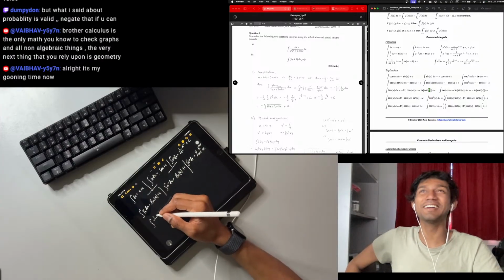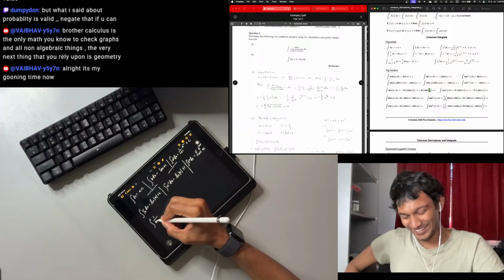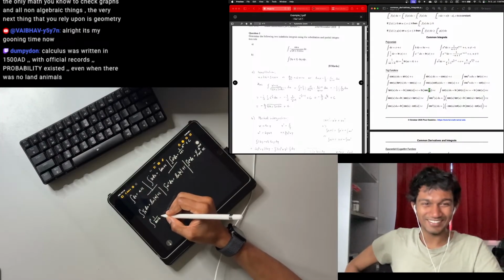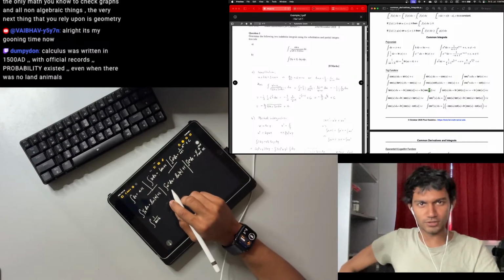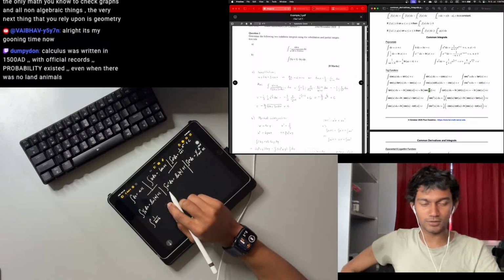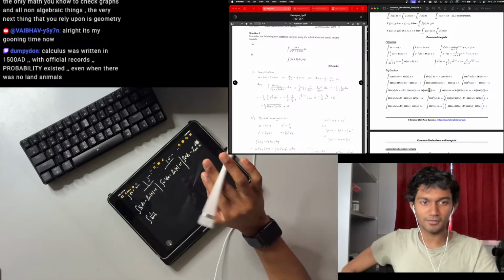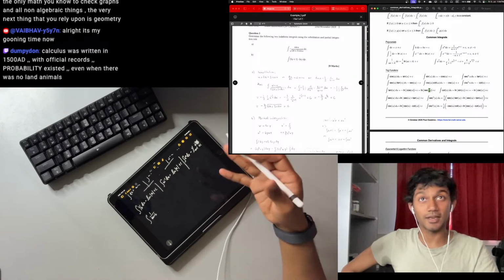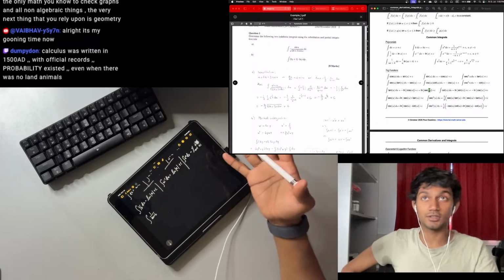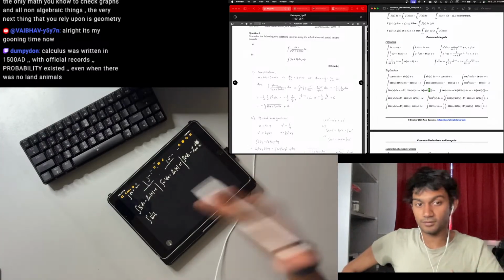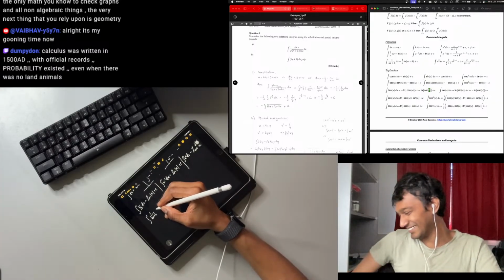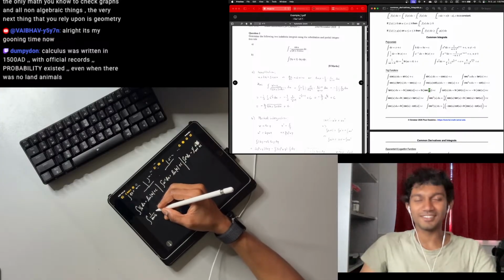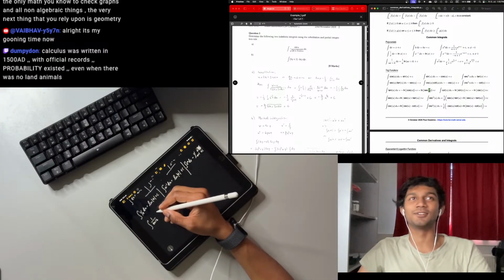It's my gooning time now. No, dump it on his back. Calculus was written in 1500 AD. With official records, probability existed even when there were no land animals. If you go that way, calculus also did exist. It's just we did not observe. Huh? Vaibhav can now finally goon to his math victory.